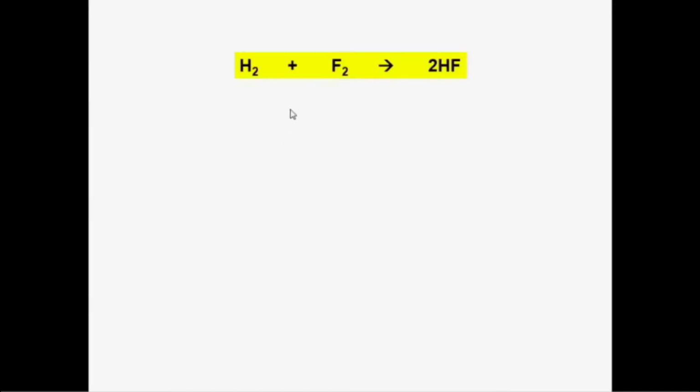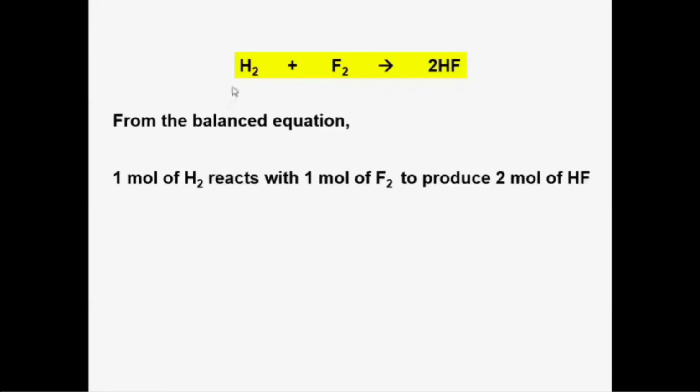Okay, and this is a balanced equation. From this balanced equation, what can we say? We can say that 1 mole of hydrogen reacts with 1 mole of fluorine to produce 2 moles of hydrogen fluoride. So if we have 1 mole of hydrogen and 1 mole of fluorine, we are going to get 2 moles of hydrogen fluoride.